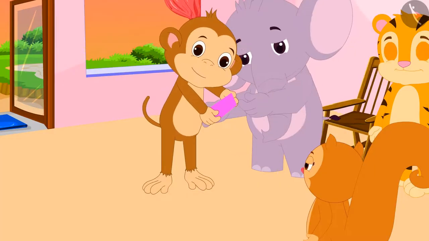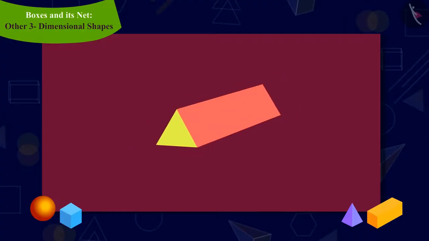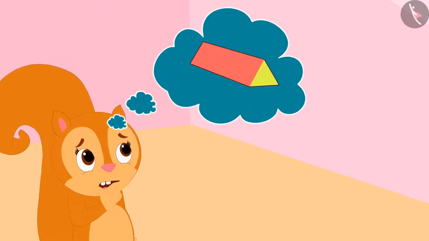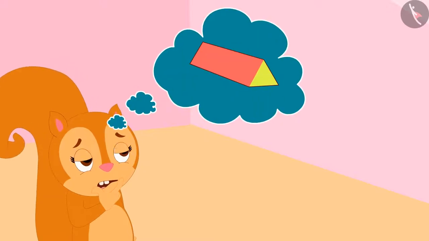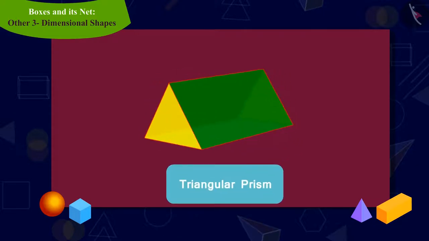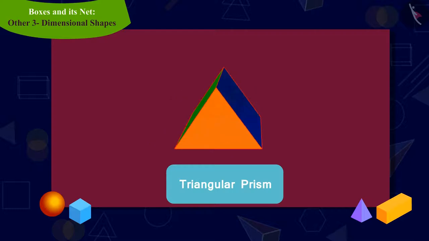Chanda noticed that Babban brought a pencil box of this shape for Appu. Chanda is thinking that if she had to make a box of this shape, how would she do this? Kids, can you recognize this shape? Yes, it is a triangular prism.